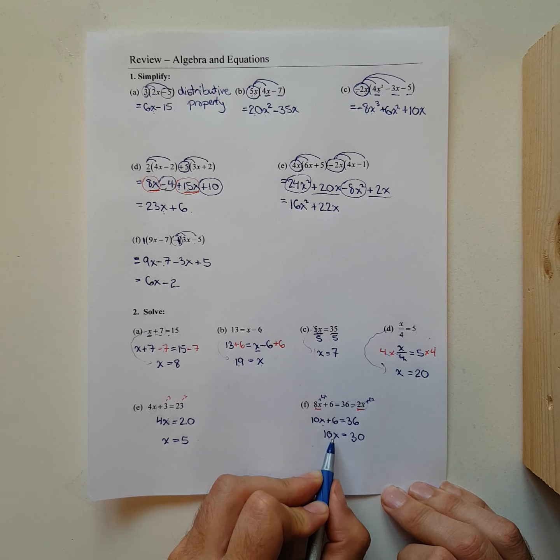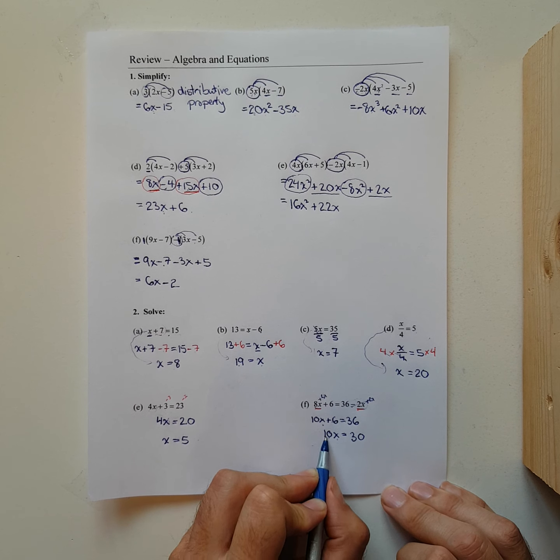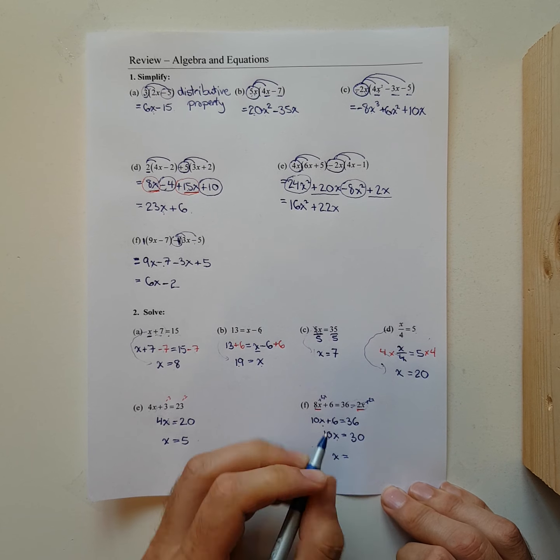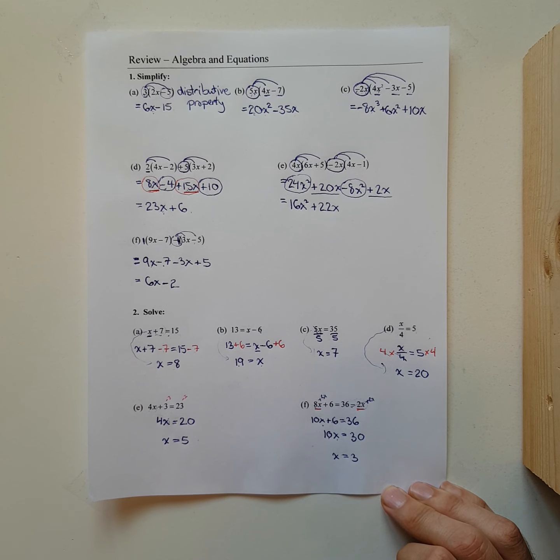Now I'm multiplying x by 10. The opposite would be to divide by 10. That will give me x. So if I divide by 10 here, I am left with 3.